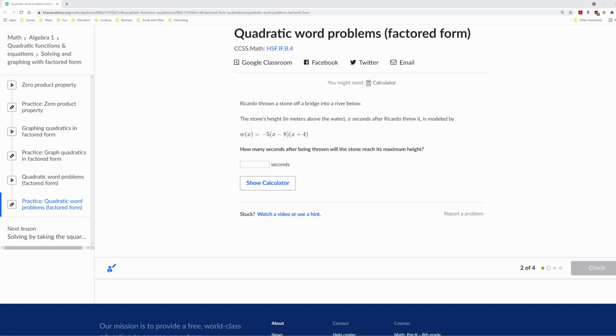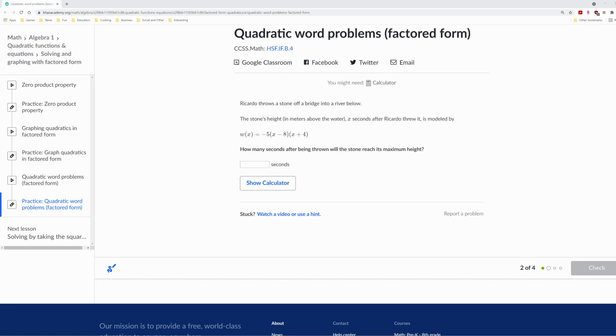And the stone's height, measured in meters above the water, x seconds after it was thrown, is modeled by this particular function. And we want to know how many seconds after being thrown will the stone reach its maximum height. So this is actually a very, very simple problem as soon as you understand what you are being asked to find. So let me explain it as simply as I can.